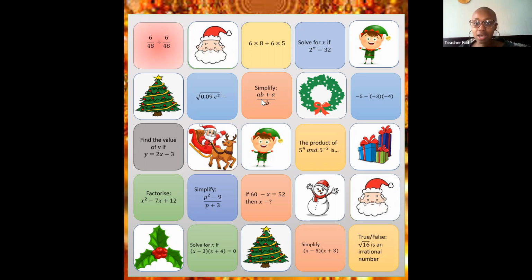Then I'm going to discuss how you are actually supposed to do this question. What you are supposed to do is find a common factor in the numerator. What is the common factor between AB and A? Let me know in the chat. A. Thank you, Bridget. Thank you, Anna. Yes, it's A, right? Thanks, Funza.